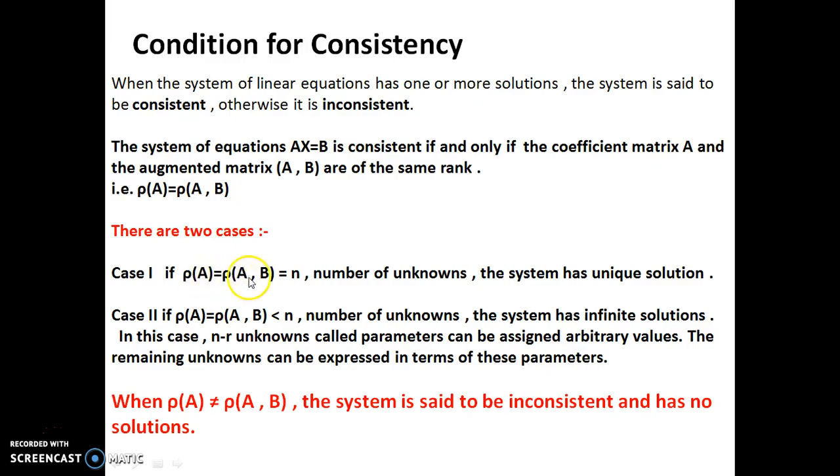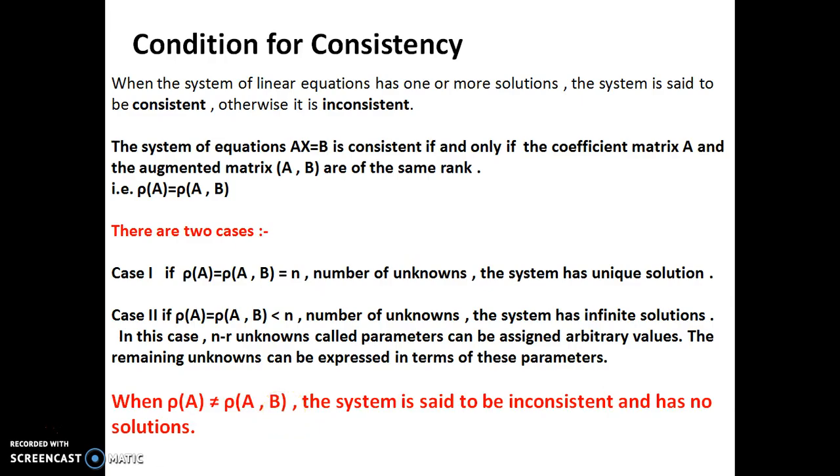If rank of A is equal to rank of (A, B) is equal to n, where n is the number of unknowns, the system has a unique solution. If rank of A is equal to rank of (A, B) is less than n, the number of unknowns, then the system has infinitely many solutions. In this case n minus r unknowns, called parameters, can be assigned arbitrary values. The remaining unknowns can be expressed in terms of these parameters. When rank of A is not equal to rank of (A, B), the system is said to be inconsistent and has no solution.